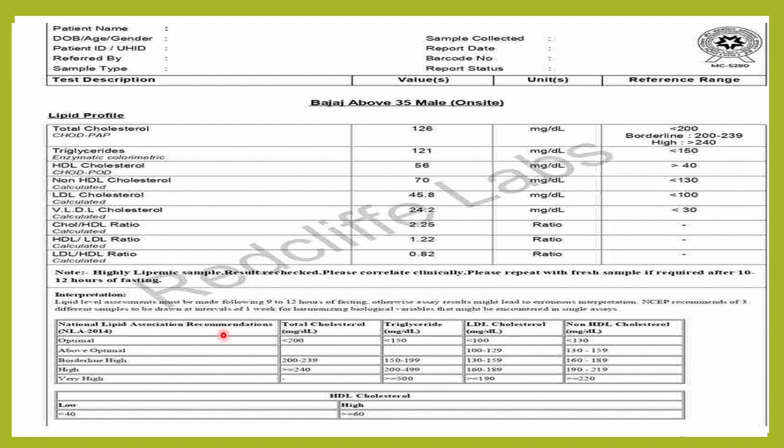In the report, there are many ways of assessing and there are many parameters which we assess during the lipid profile. If you do a basic lipid profile, you will get the total cholesterol, triglyceride, HDL cholesterol, non-HDL cholesterol, LDL cholesterol, VLDL, cholesterol to HDL ratio, HDL to LDL ratio, LDL to HDL ratio. Few of the parameters are calculated and few are directly assessed by the instrument. In our further classes, we will discuss each parameter in detail.